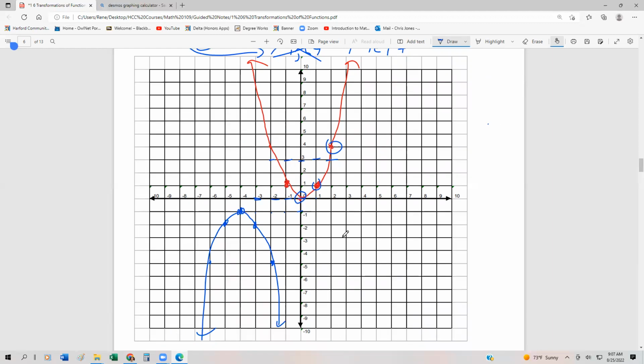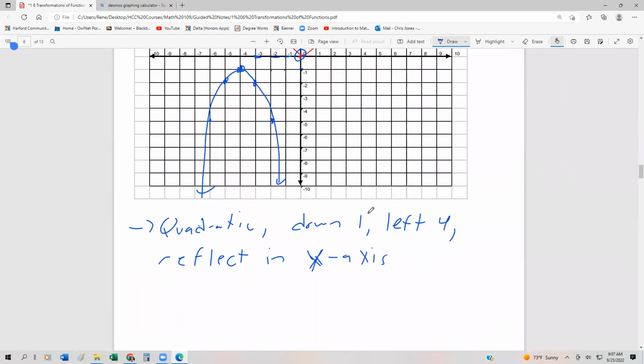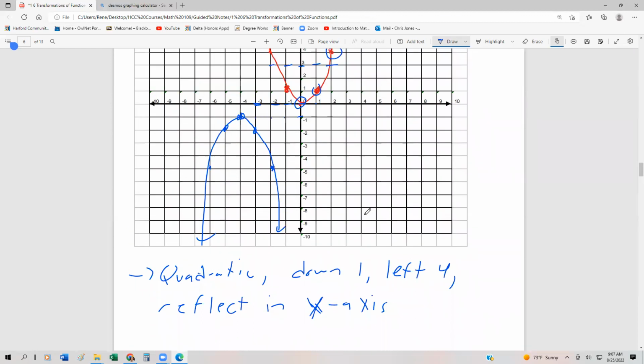Hopefully that's helpful for you to be able to see some of these initial reflections and transformations. In subsequent videos, we're going to take a look at more of the parent functions, and we're also going to take a look at more transformations.